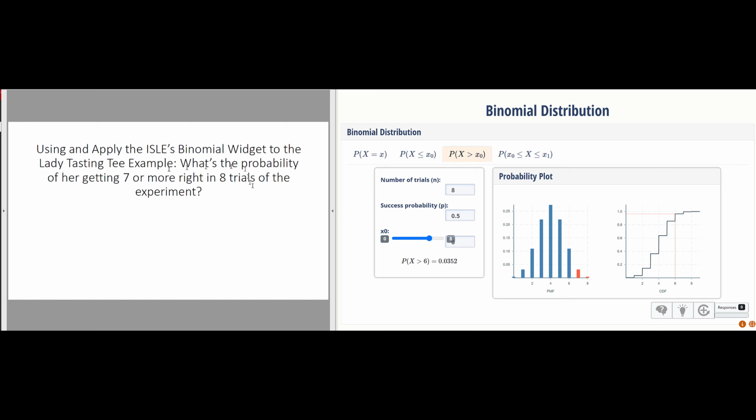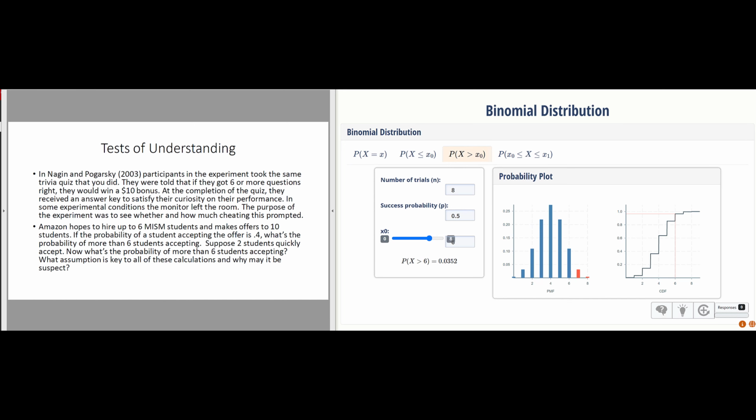Okay, so I have just gone through and answered this question here. What's the probability of her getting 7 or more right out of 8 trials? And we demonstrated using the ISLE widget with the binomial distribution to do that computation. Now, we have some tests of understanding here. This first one relates to a trivia quiz that you haven't seen, so we're going to punt on that one. And instead, let's take a look at this Amazon problem.